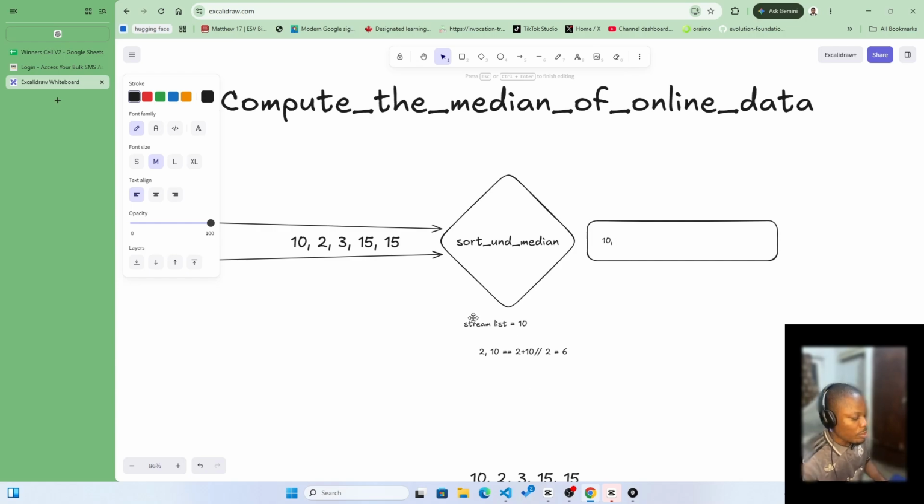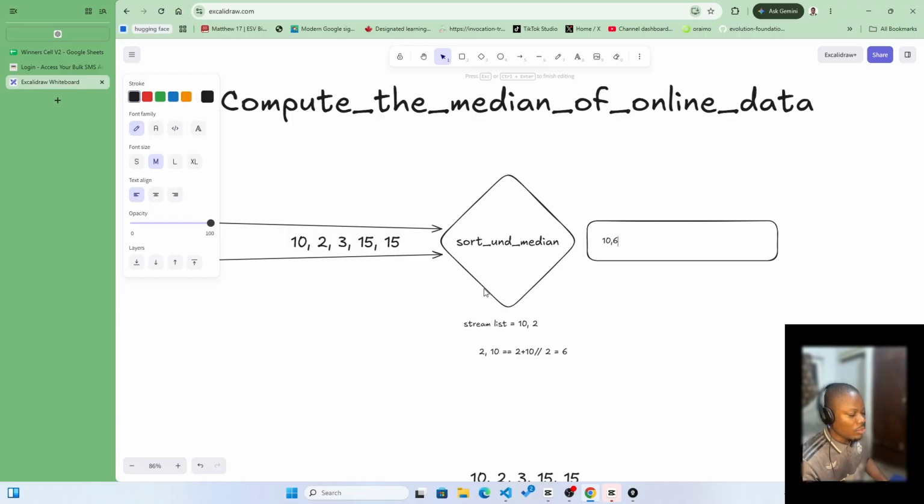Now 2 comes next. When 2 comes into the system, it first goes into the stream list and it's updated, then we point that to sort and median. So sort and median has 2, 10. We solve for the middle number: because we have two values as the middle, and they are the only values in the list, we solve against them. 2 plus 10 is 12, divided by 2, we have 6. So we go ahead to update our print output.